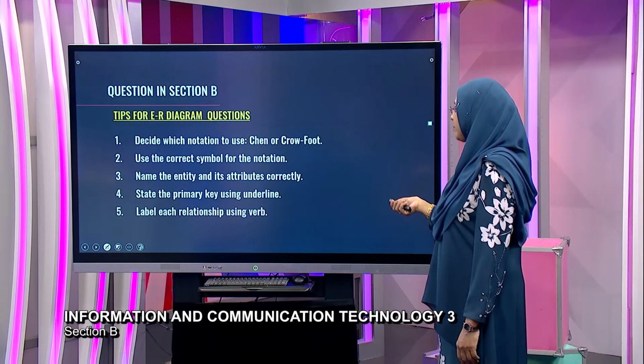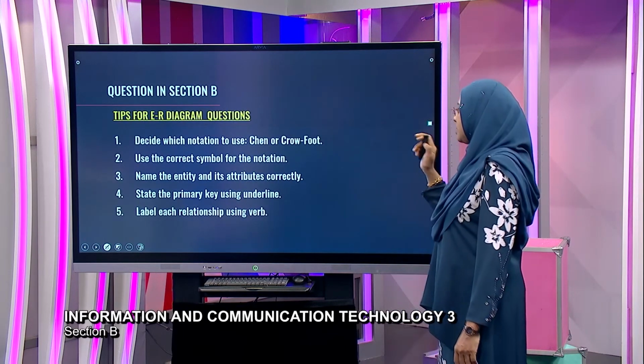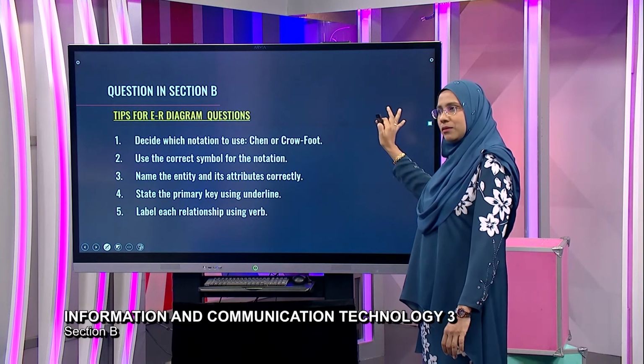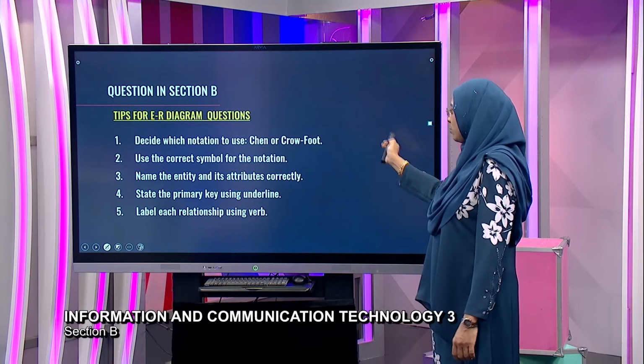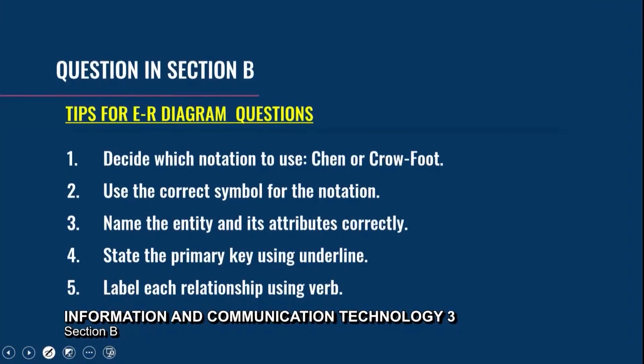And then for the ER diagram, describe the notation. This is a common mistake done by students. They will mix up Chan and Crow's Foot notation. They will use both. Cannot. You just choose one. Which one do you want, Chan or Crow's Foot? Determine. Then use the correct symbol for the notation, name the entity and its attribute correctly, state the primary key by using underline and label each relationship using a verb. Relationship must be a verb, one single word if possible. Don't write in a sentence. Wrong.